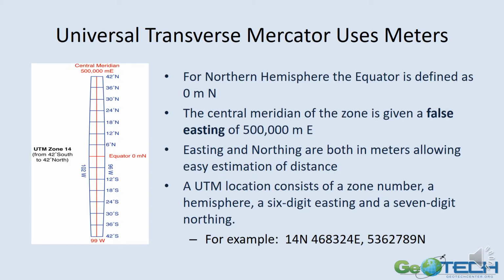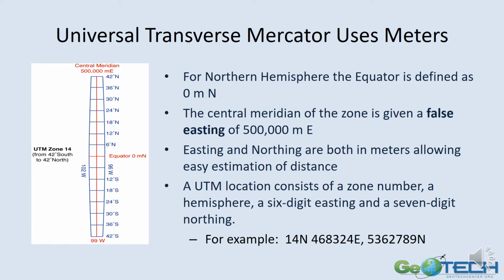This is what one zone looks like, and it has locational values. For the Northern Hemisphere, the equator is defined as 0 north. The central meridian of the zone is given a false easting of 500,000 meters east. Easting and northing are both in meters, allowing easy estimation of distances. So each of those UTM coordinates consists of a zone number, a hemisphere, a 6-digit easting and a 7-digit northing.